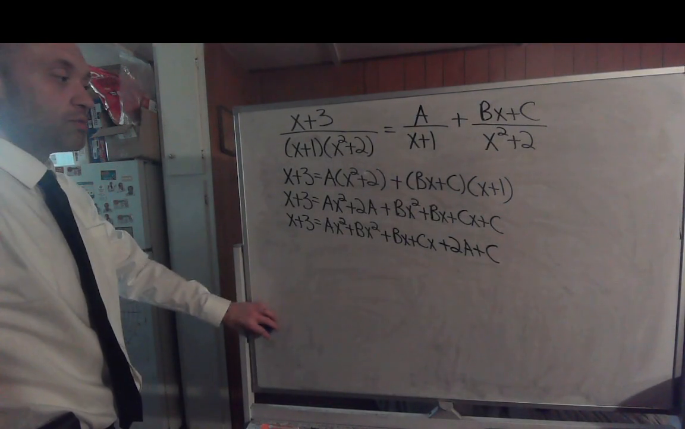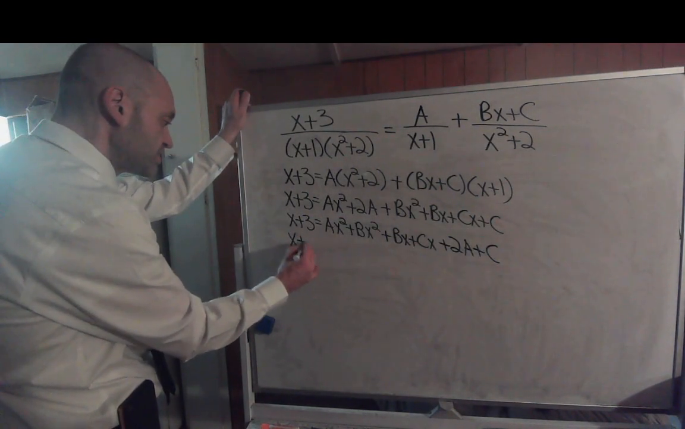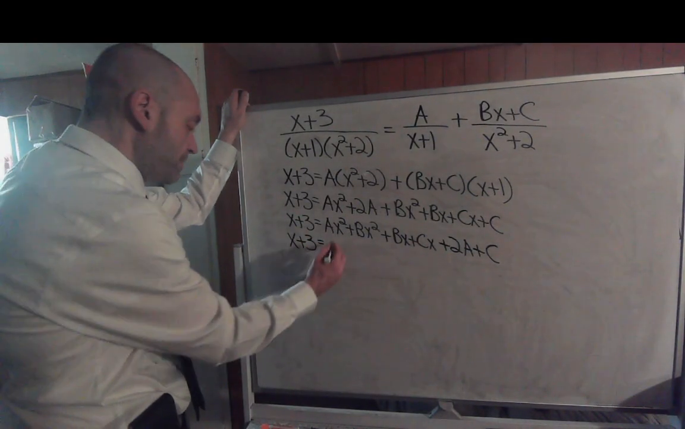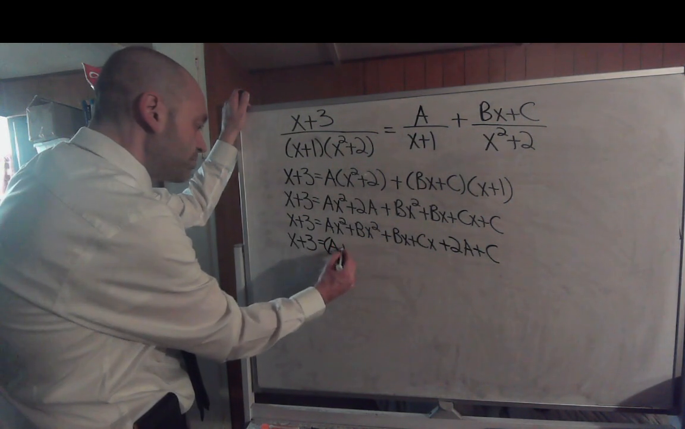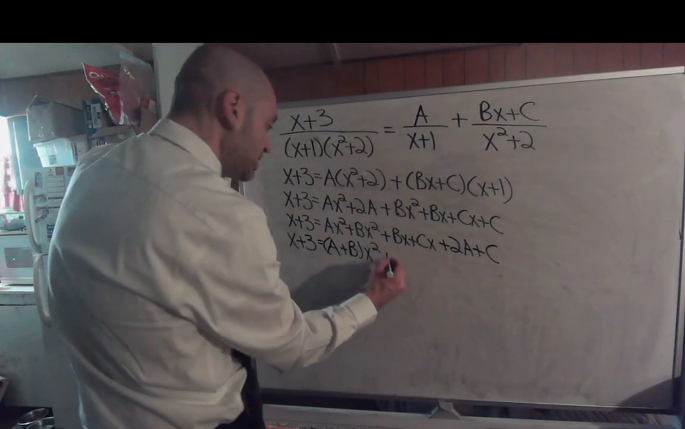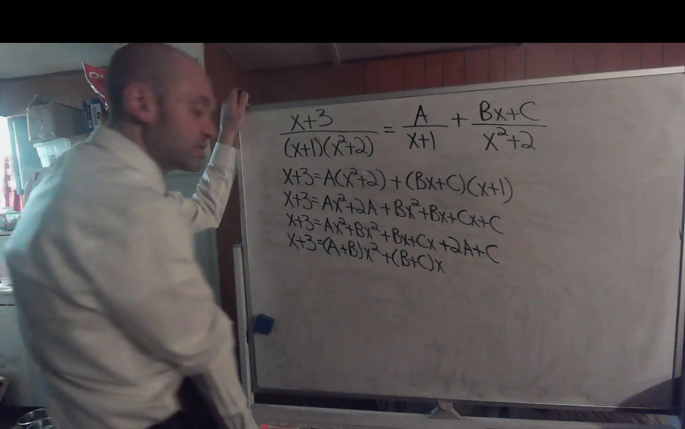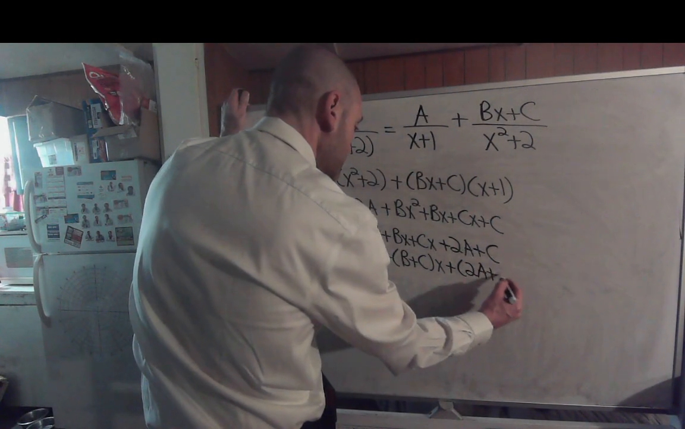Alright, so now we can factor out everything in common here. So x plus 3 would end up equaling the quantity of A plus B times x squared, plus the quantity of B plus C times x to the first, plus the quantity of 2A plus C.